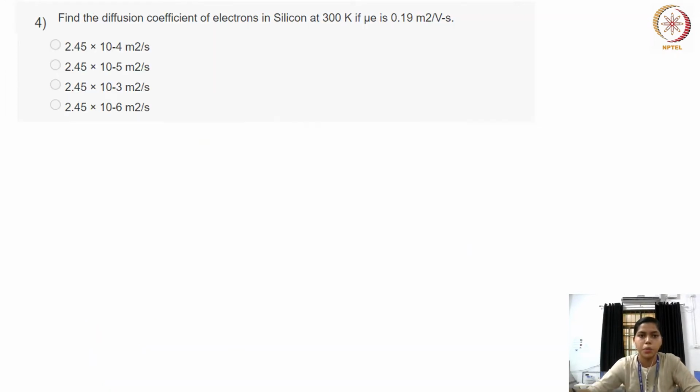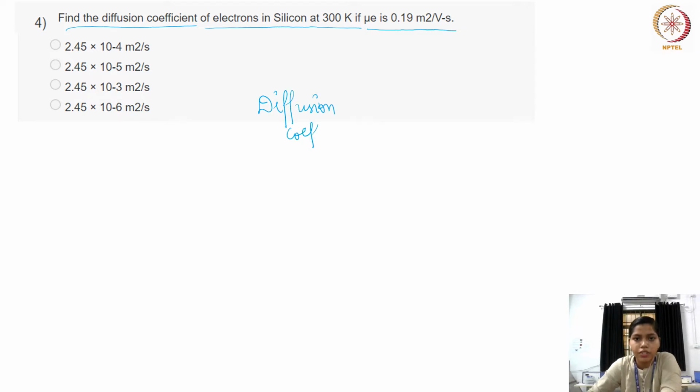Okay, now let's see the next question. Find the diffusion coefficient of electrons in silicon at 300 Kelvin if the mobility of the electron is 0.19 meter square per volt second. The diffusion coefficient, which is mainly denoted by D, is related to the mobility of the electron by this expression.